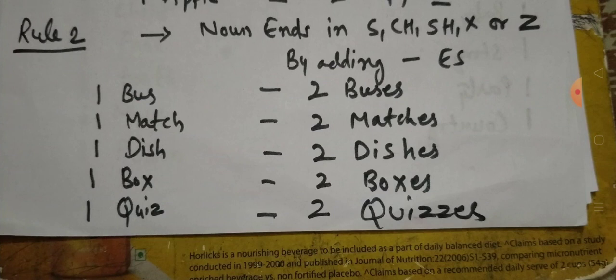Bus, B-U-S, it's called bus. But when we are going to talk about more than one bus, we simply have to add es because the last letter of this word is s. To make this plural, we have to add es. Match, matches. Dish, dishes. Box, boxes.